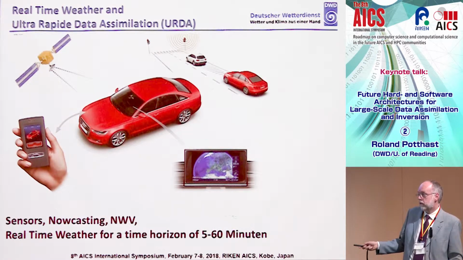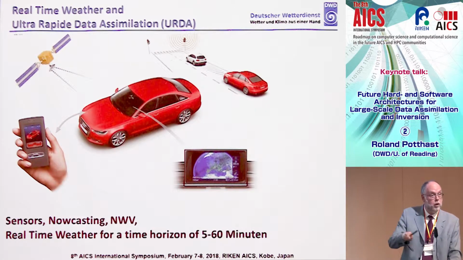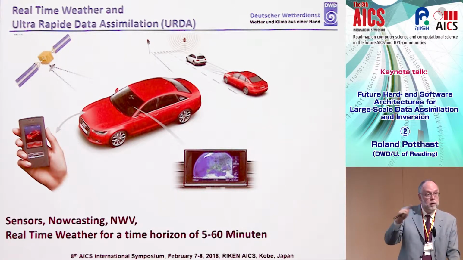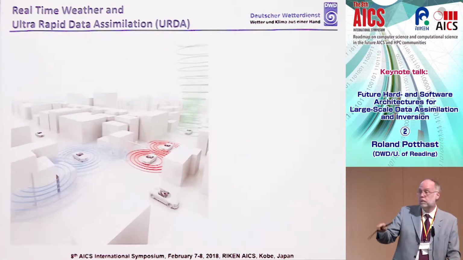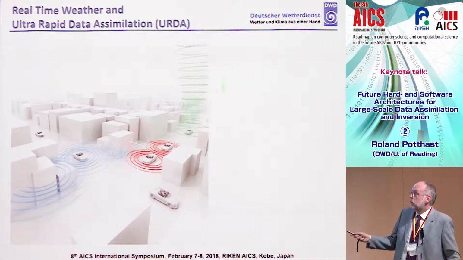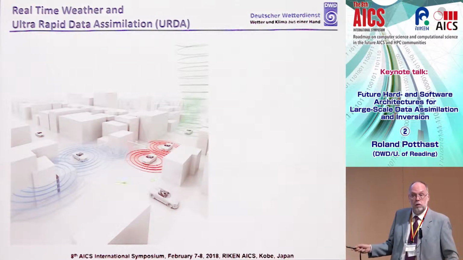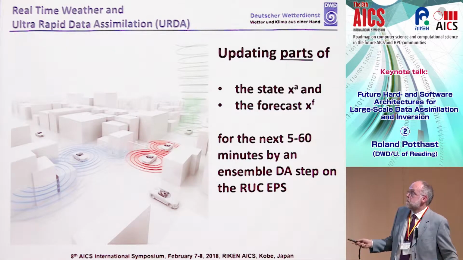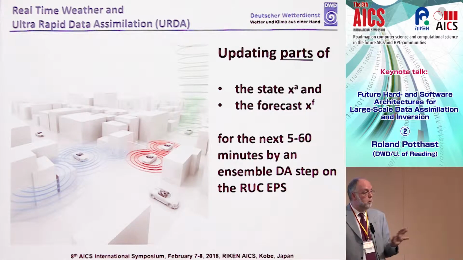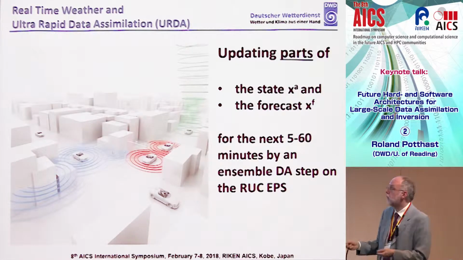We need real-time weather for the next 5 to 60 minutes, and they want to know what's going on and where to drive and where the showers come and the high precipitation and where they should direct their people. And basically, they will have servers in the cars. This is ongoing technology already with some demo systems at the moment, but it's supposed to come very soon.